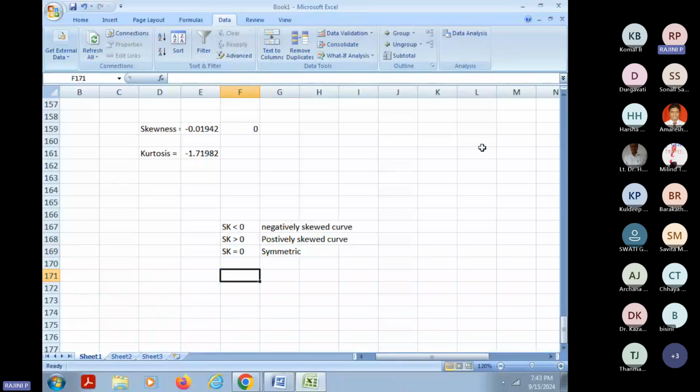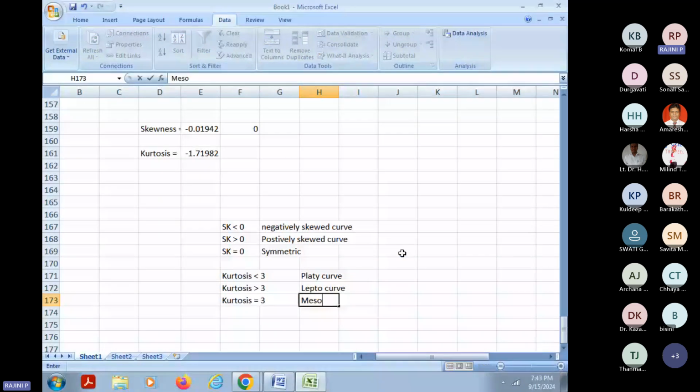And next, if the kurtosis value is less than 3, that means it is a platykurtic curve. Platy curve means it is a flatter one. And if the kurtosis is more than 3, that means it is a leptokurtic curve. Leptokurtic curve means it is a very high peaked one. And if the kurtosis is equal to 3, then it is a mesokurtic curve. So this is the conclusion you need to remember.